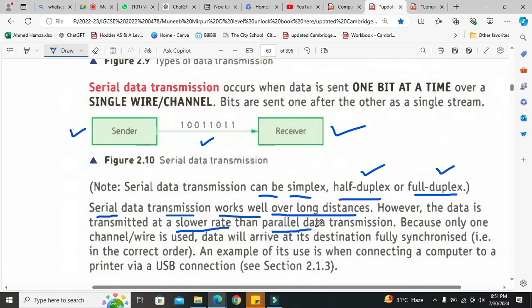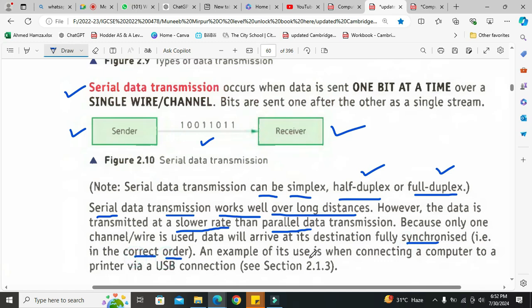It means that in parallel data transmission we have several wires to transmit the data. So parallel is faster as compared to serial data transmission, but serial data transmission works well for longer distance, because only one channel wire is used. In case of serial data transmission, data will arrive at its destination fully synchronized, that is in correct order. Synchronized means in correct order.